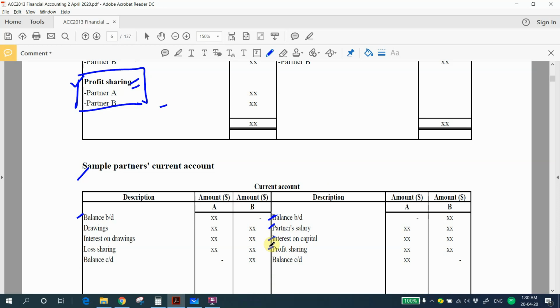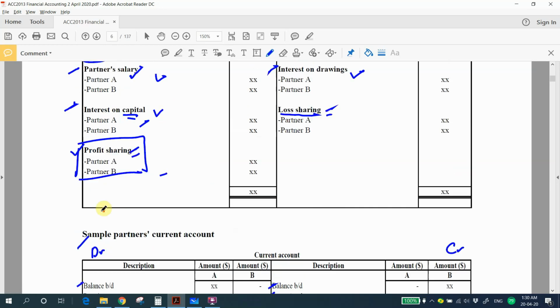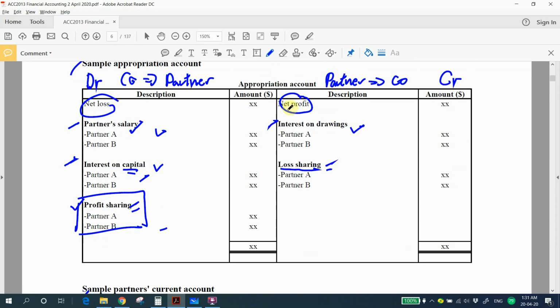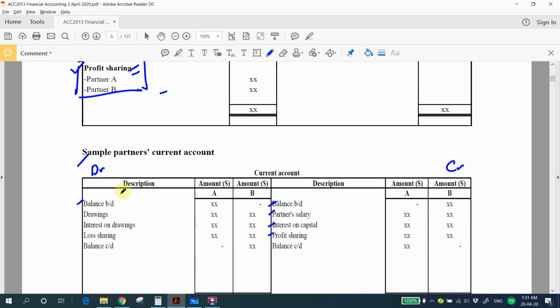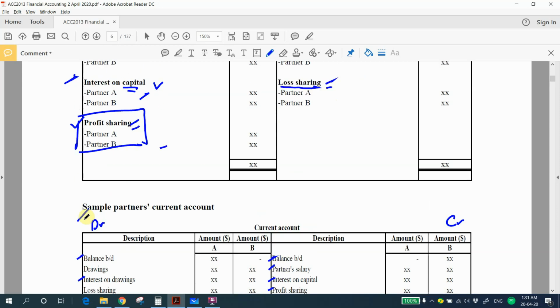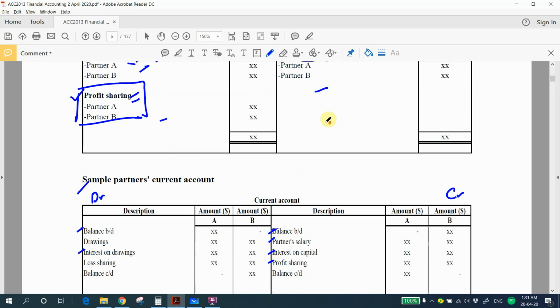And on the opposite, the debit side, let's note this down. On the debit side, we record interest on drawing. Interest on drawing is located on the credit side of your appropriation account, and this amount will reflect here, on the debit side of your current account. And if you have a loss sharing on the credit side of your appropriation account, this amount will appear on the debit side of your current account.